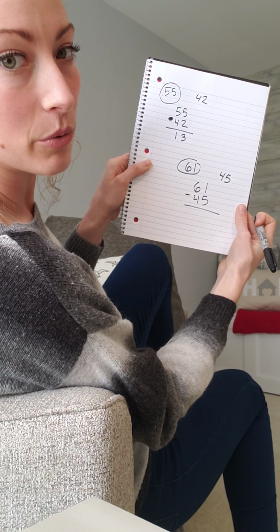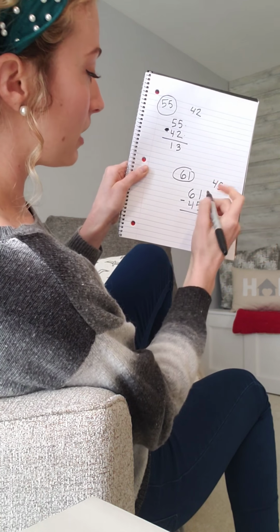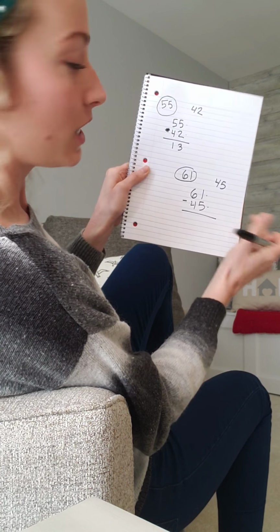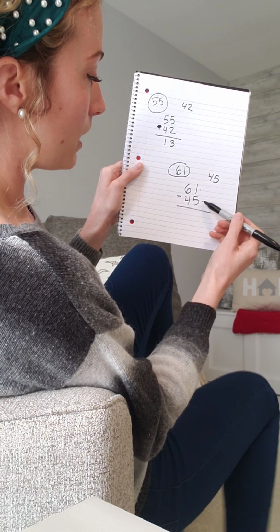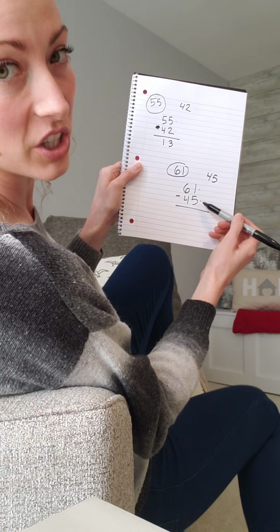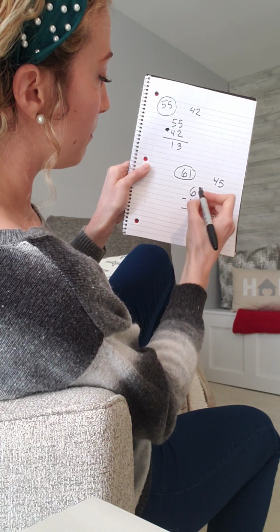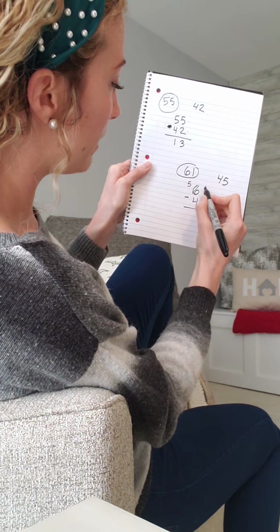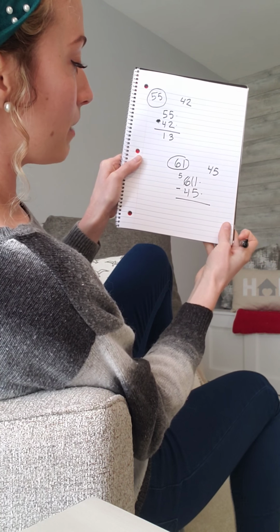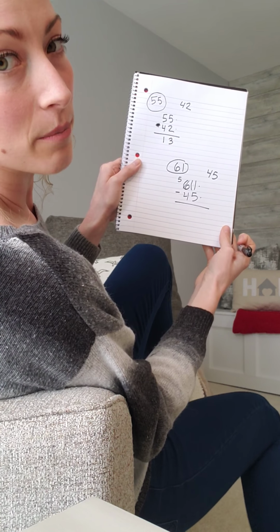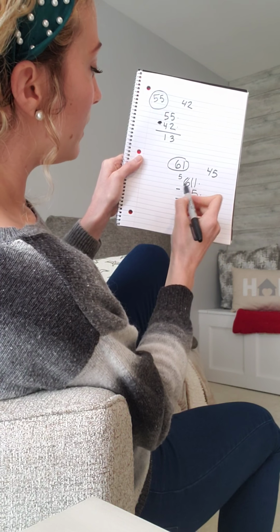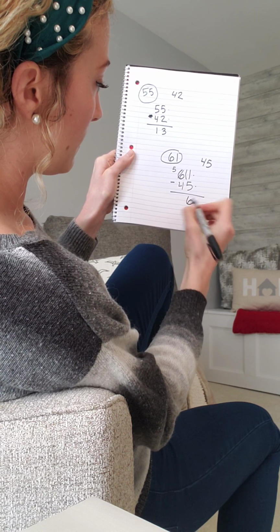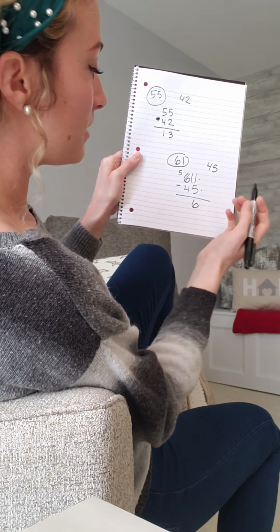Okay, they're lined up and ready to go, but I have to look at my two numbers. I have a 1 on the top and a 5 on the bottom. So my bottom is bigger, which it is. I have to borrow. So I'm going to make this 6 a 5. I'm going to add the 1 that I borrowed right in front of my number, and my number becomes 11. And then 11 minus 5 is 6. And then 5 minus 4 is 1.